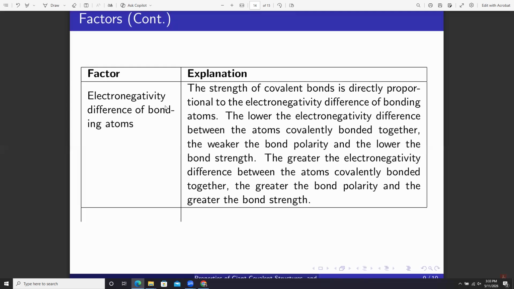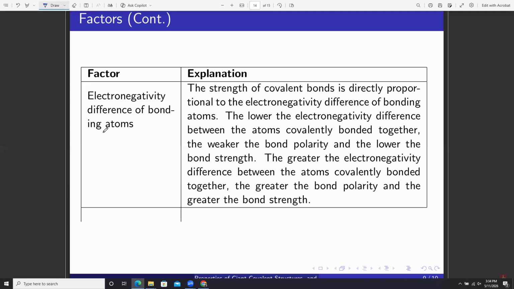The last factor is electronegativity difference of bonding atoms. Previously I explained what electronegativity means. And if you are watching this video for the first time, I'll refer you to the previous videos where I explained the meaning of electronegativity difference. So what are we saying here? The strength of a covalent bond is directly proportional to electronegativity difference between bonding atoms.